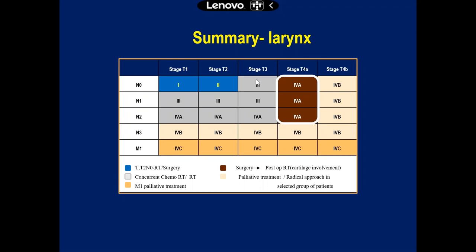For T3 disease, as stage three, or a patient who has T4A with N0 to N2, the standard treatment is to consider chemo radiation, provided there is no aspiration. If a patient has T4A with cartilage destruction, or T3 disease with aspiration, the standard treatment is to consider surgery followed by post-op radiation. For all T4B and all N3 disease, the treatment should be individualized, a radical approach or palliative.